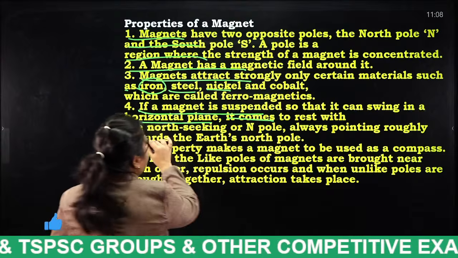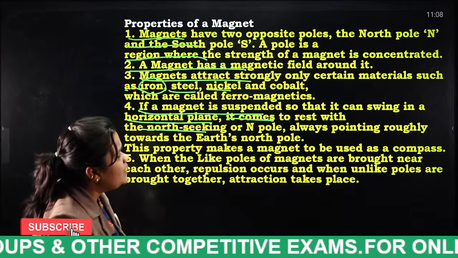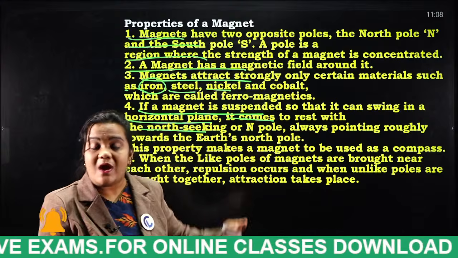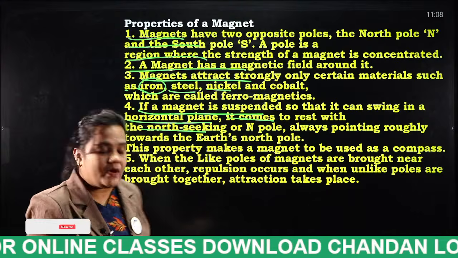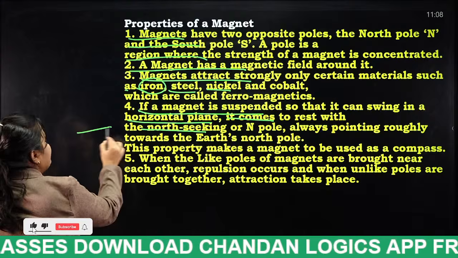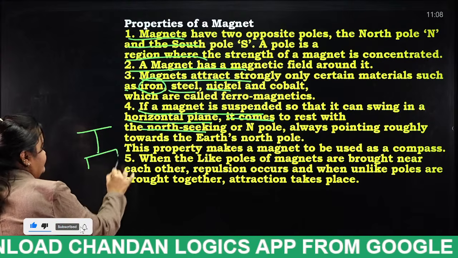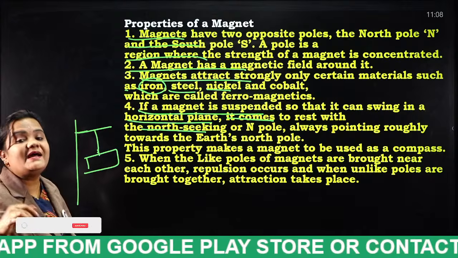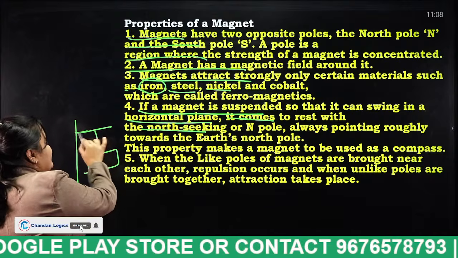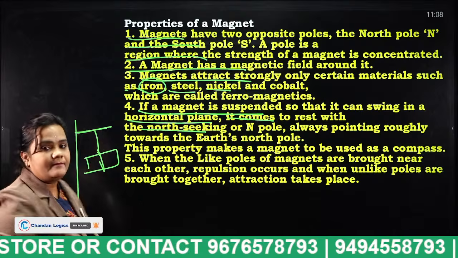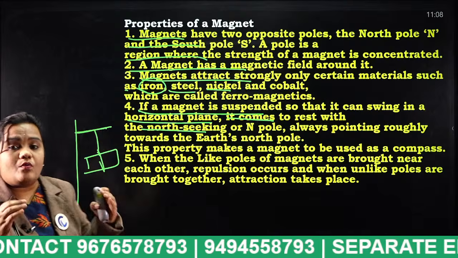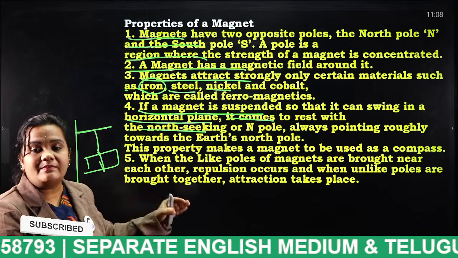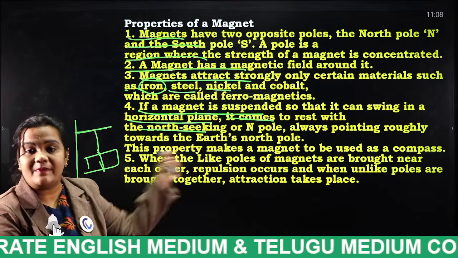Next, if a magnet is suspended so that it can swing in a horizontal plane, it comes to rest with the north seeking pole always pointing towards the north. I will explain this point. For example, I am suspending the magnet. The magnet is freely suspended. I have tied the magnet to a stand with the help of thread. So what position will that magnet take?